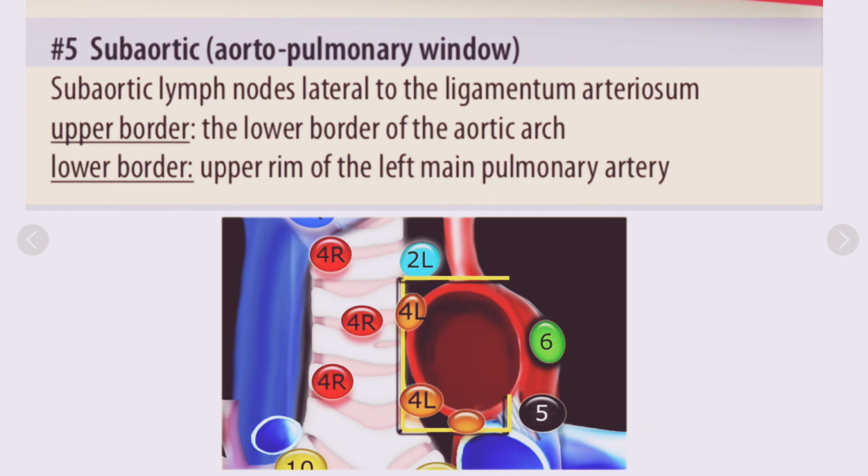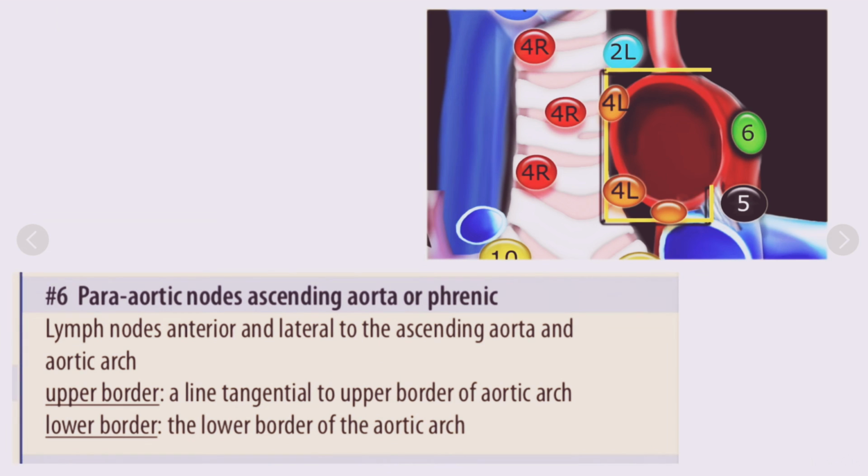Now they are telling about the subaortic or aortopulmonary window. Subaortic lymph nodes are lateral to the ligamentum arteriosum. So the upper border is made up by the lower border of the aortic arch, and the lower border is made up by the upper rim of the left main pulmonary artery. So these are subaortic lymph nodes, and these are present in the aortopulmonary window.